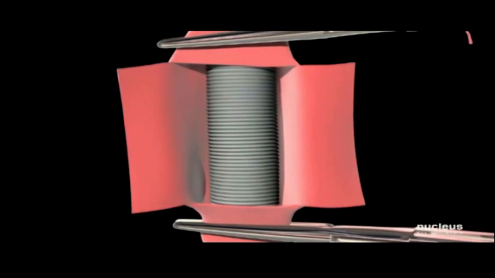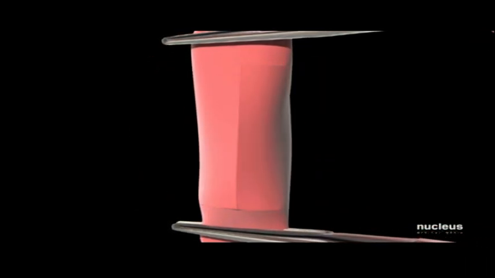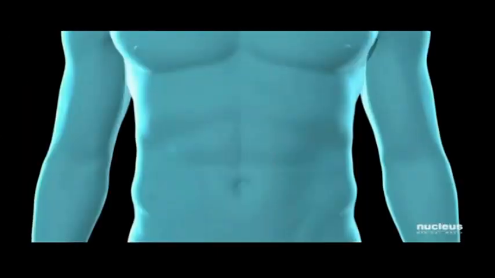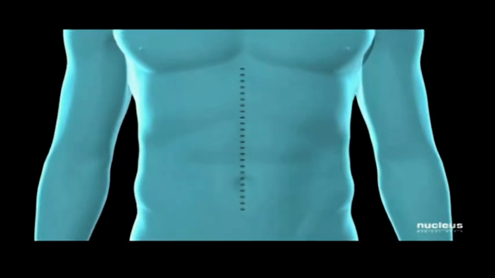Your surgeon will stitch the wall of the aneurysm closed over the newly placed graft. The graft will reinforce the walls of the aorta. Your surgeon will close the abdominal incision with stitches.